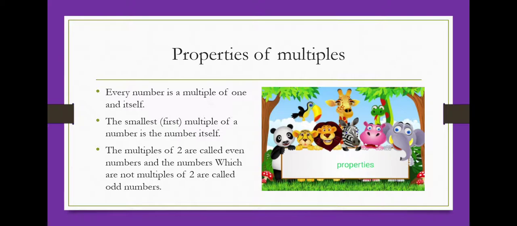3. The multiples of 2 are called even numbers, and the numbers which are not multiples of 2 are called odd numbers. That means 2, 4, 6, 8, 10. These are called even numbers. 1, 3, 5, 7, 9. These are called odd numbers.